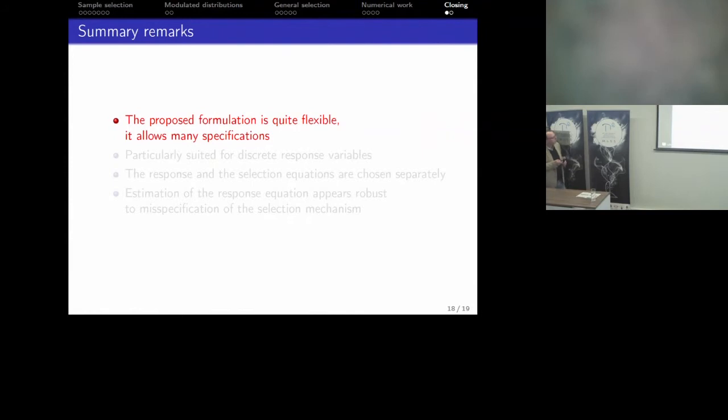So, summary remarks. We are wrapping up. The proposal is quite flexible. You can choose various ingredients quite freely, so it allows many specifications. And I stress once more, if you are able to formulate from subject-matter consideration a hypothesis on the sensory mechanism, you can use it. It's particularly suited for discrete response variables. It works also outside there with extra computation.